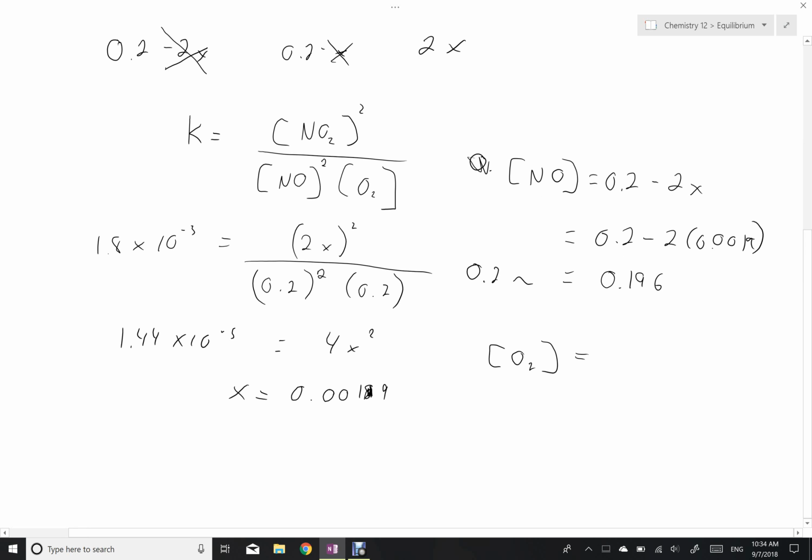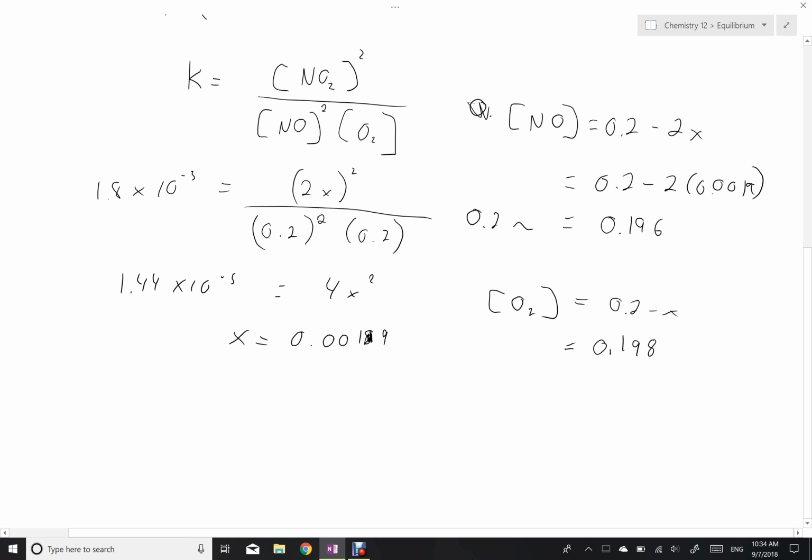The concentration of O2, which would mean 0.2 minus x, works out to 0.198, which again is very close to 0.2, so it's a pretty good approximation. And then my final concentration of nitrogen dioxide being 2x would have worked out to be 0.0019 times 2, or 0.0038 molarity.